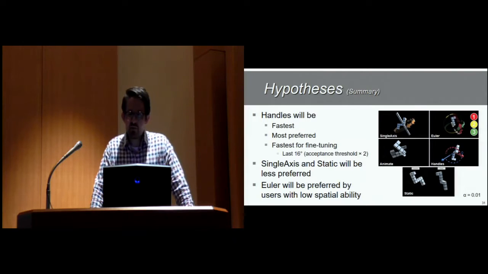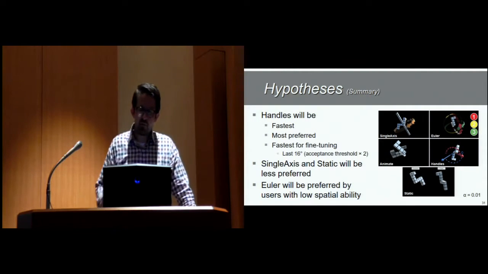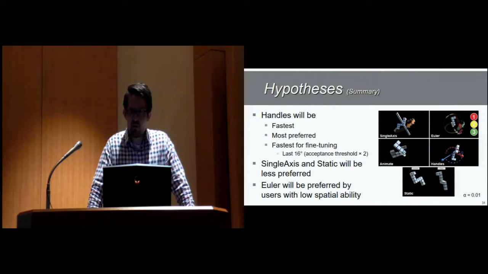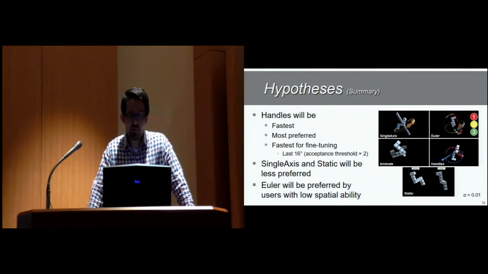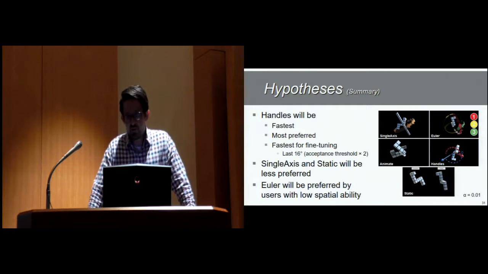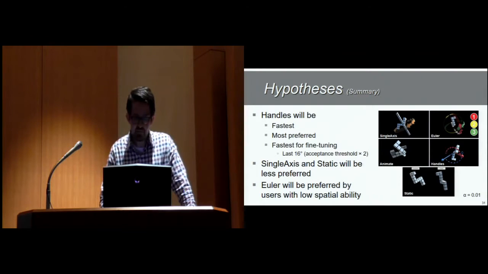Before we conducted our study, we came up with 5 hypotheses that I summarize here. So we hypothesized that handles will be fastest, it would be most preferred, and it would be fastest for fine-tuning. When we say fine-tuning, we mean the amount of time the user spends when they're almost done, but not quite there yet. For this analysis, we defined it to be 16 degrees, twice the size of our acceptance threshold. And because we had 5 hypotheses, we used a Bonferroni adjusted alpha of 0.01 for all of our analyses.